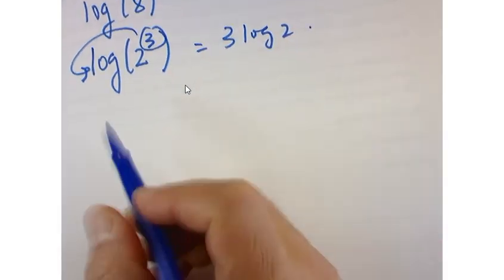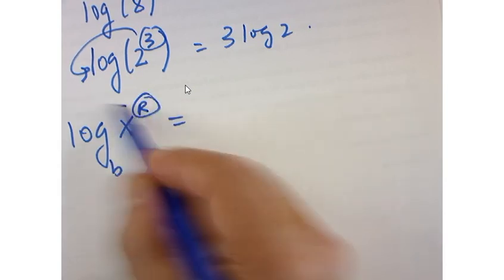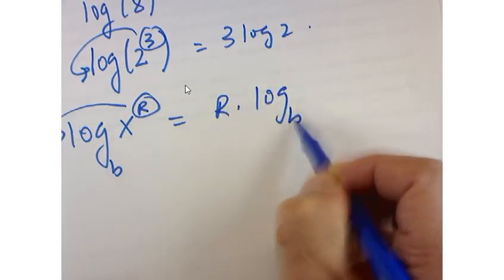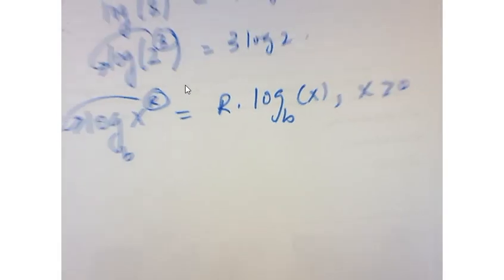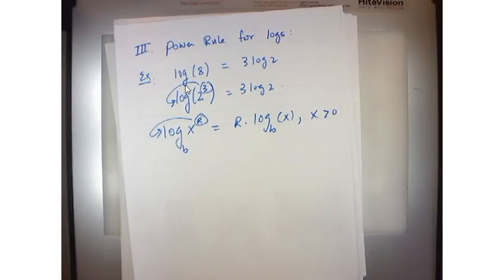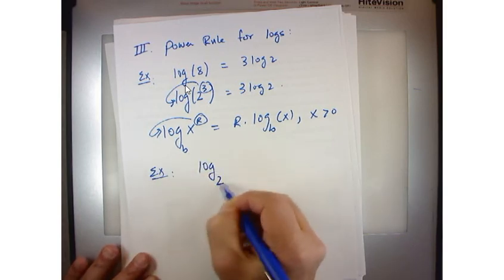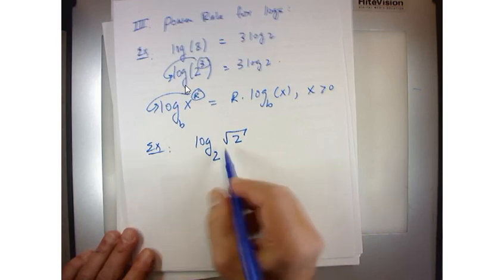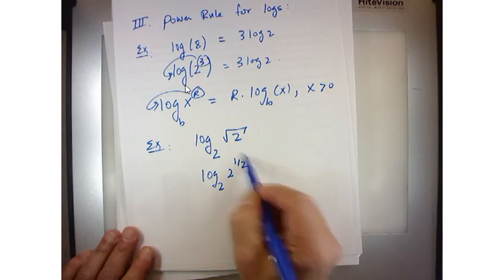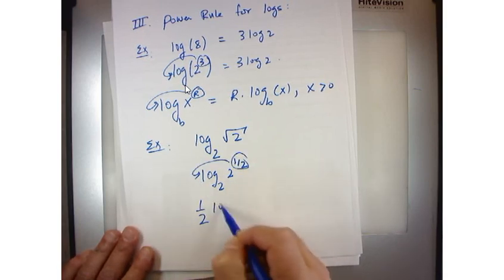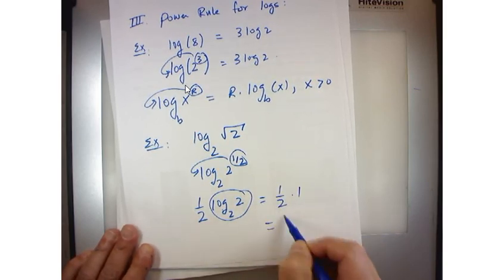So the rule says if you have log of x to the r, you can take the r and multiply it by the log, as long as this is defined, meaning x has to be greater than 0 in this case. Okay? So for example, you can use the power rule to simplify this. Look, square root of 2 is 2 to the 1/2. And we can take the 1/2 and multiply it by the log. And we know that that's a 1. So it's 1/2 times 1, which is 1/2.